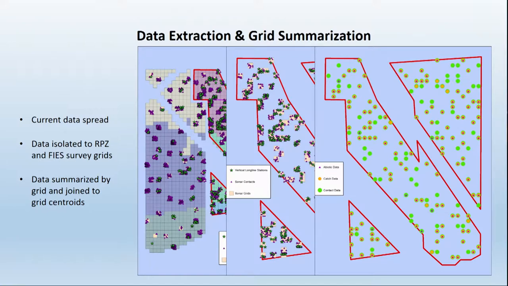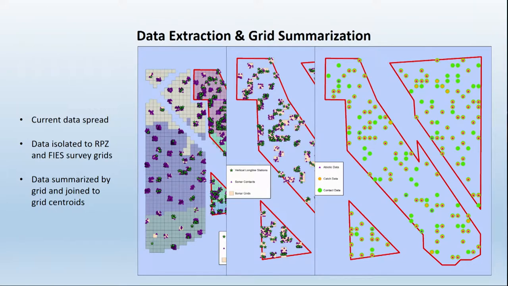So I do want to say that there's not complete overlap of abiotic data to catch data to contact data, only because we excluded some of the catch data from the very first year because our methodology for collection changed, but we still wound up using the abiotic data from those locations.